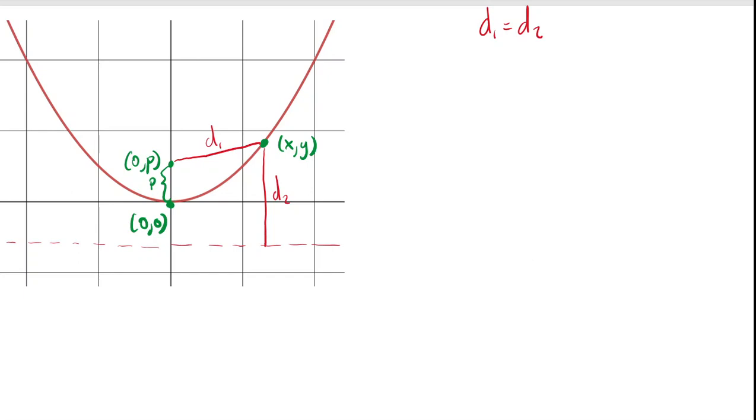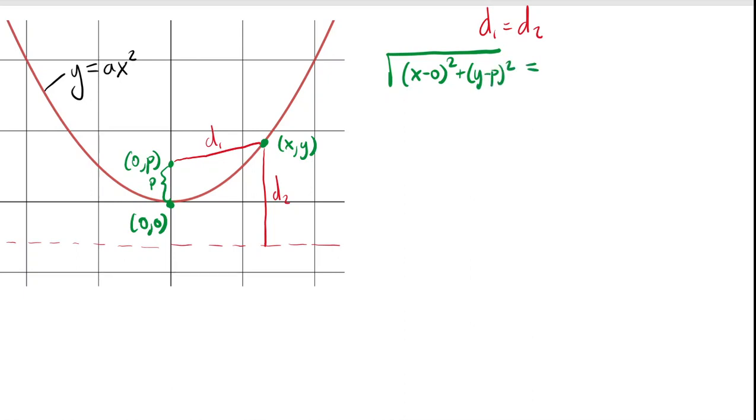So we actually can figure out how specifically p is related to a in our quadratic equation, if we say this is y equals ax squared. We have a way of calculating each distance, d1 and d2. For d1, the distance formula says it's the difference in the x coordinates between those 2 points, so x minus 0, quantity squared, plus the difference in the y coordinates, so y minus p, quantity squared.